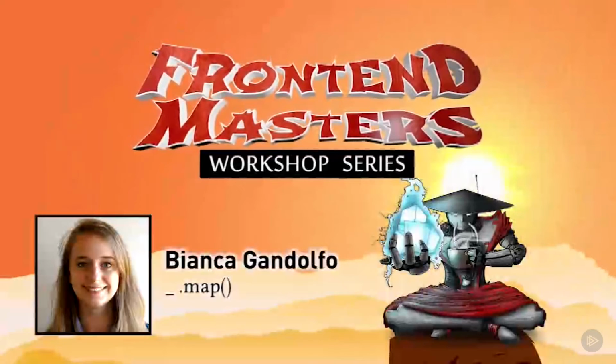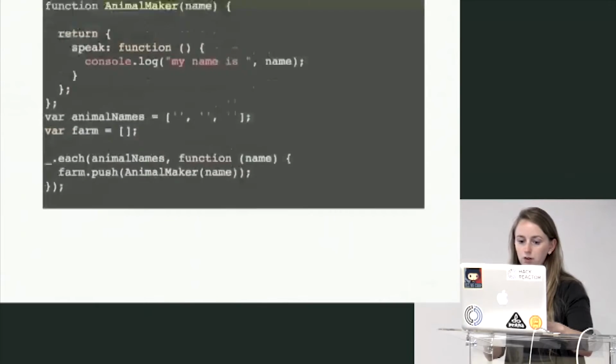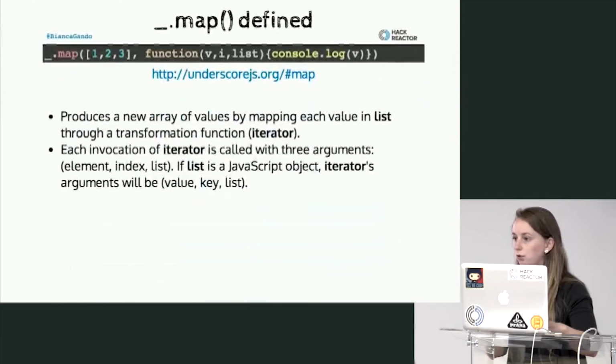So another one that we use a lot is map. And map and each have a lot in common. The important thing to note about each is that you can't return anything from each. So if we see here, we're pushing to our farm, but we're not using a return statement. You cannot use a return statement in this function. It won't work. So just keep that in mind. However, in map, it's really important what you return.